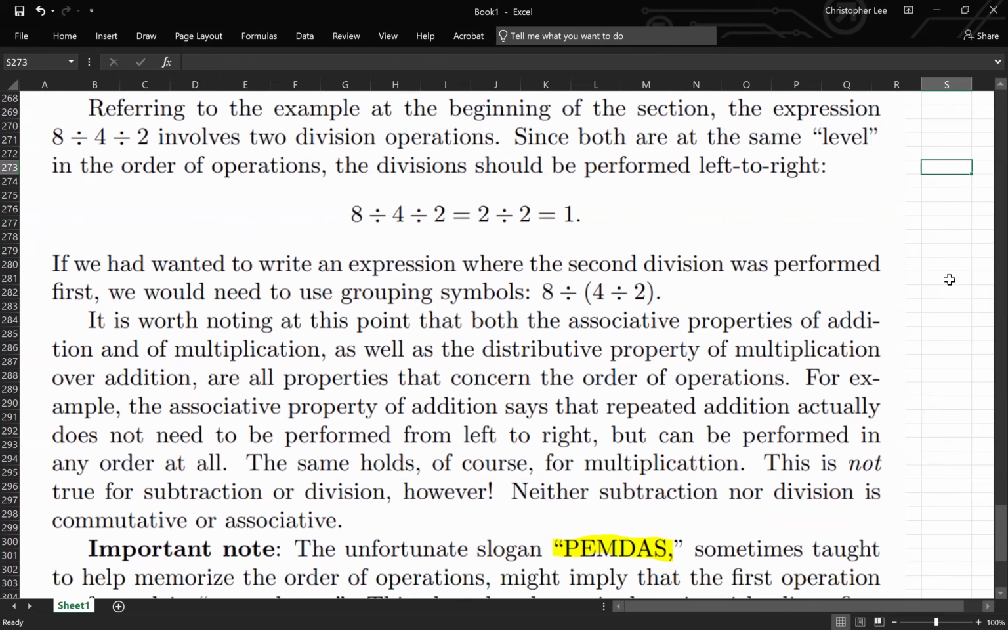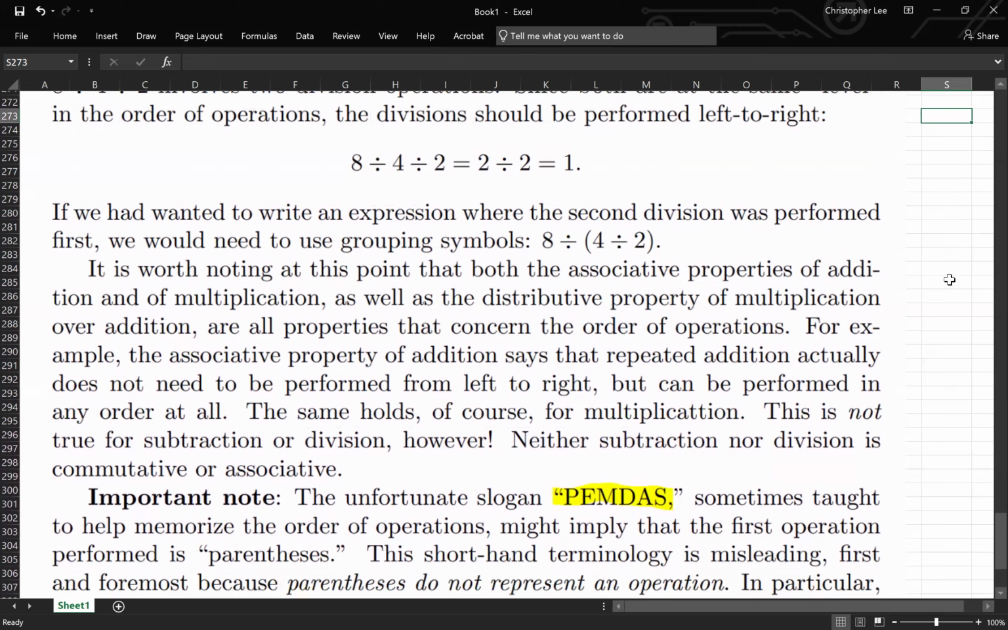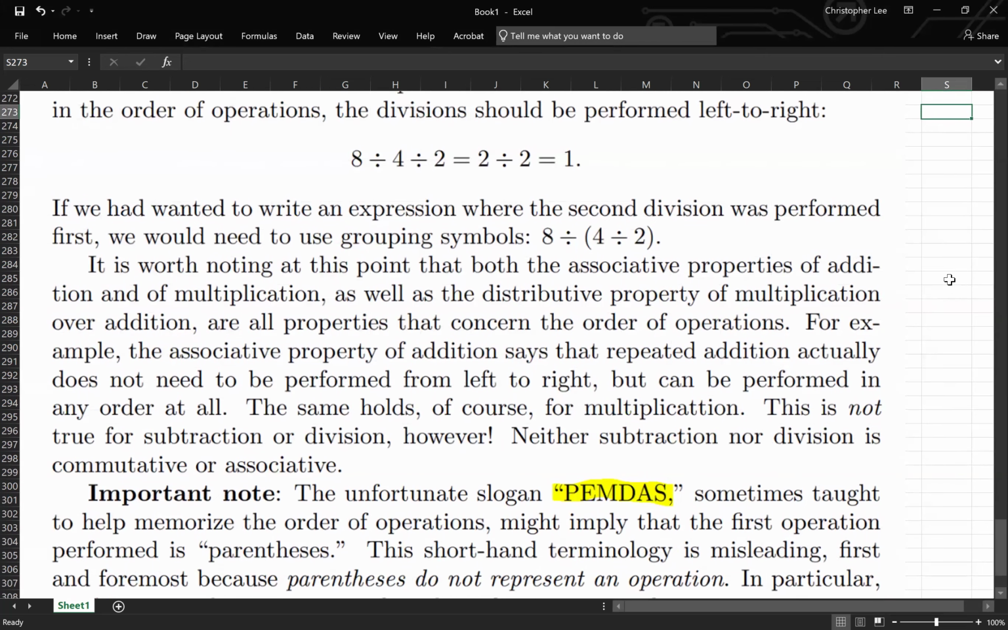If we had wanted to write the expression where the second division was performed first, we would need to use grouping symbols in order to do that. So we would have to group the 4 divided by 2 if we wanted that to be done first.